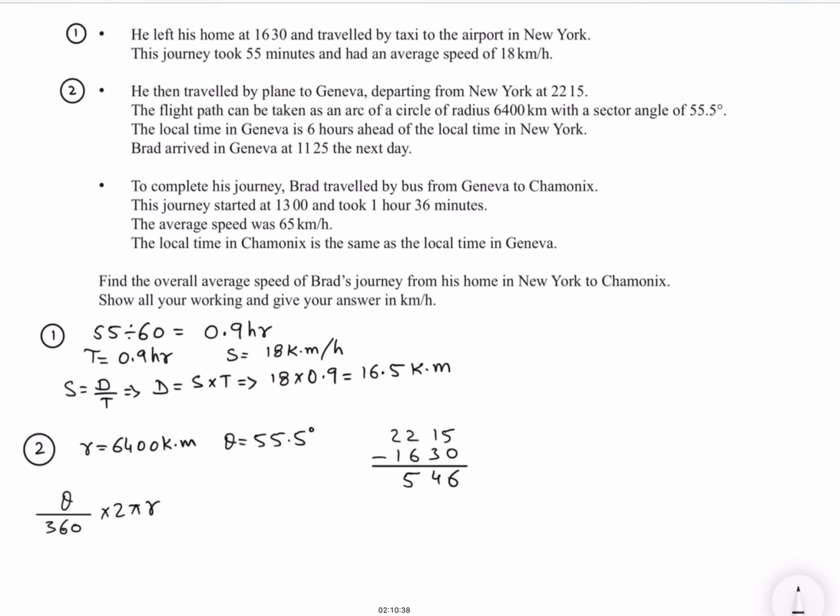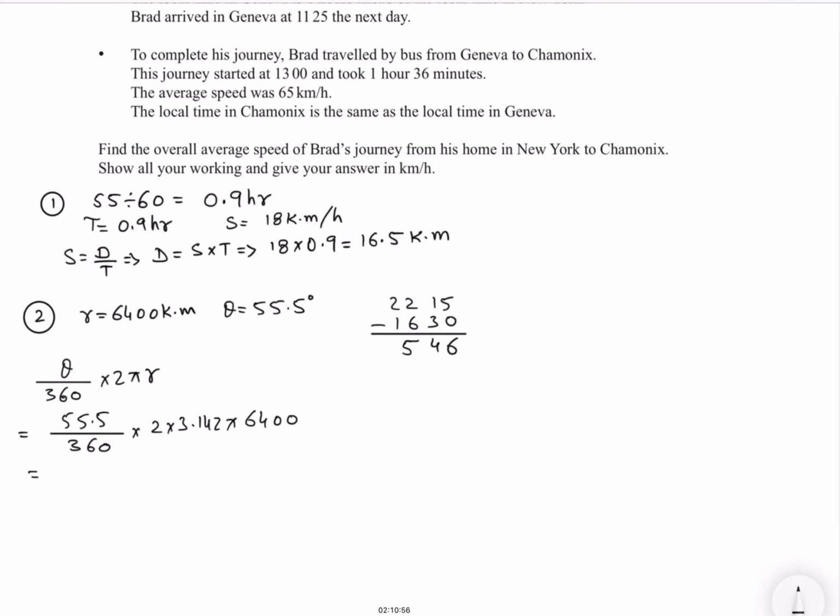and arc length is theta over 360 into 2 pi r. Values placed, and you now can find out the distance, 6200.21 kilometer.